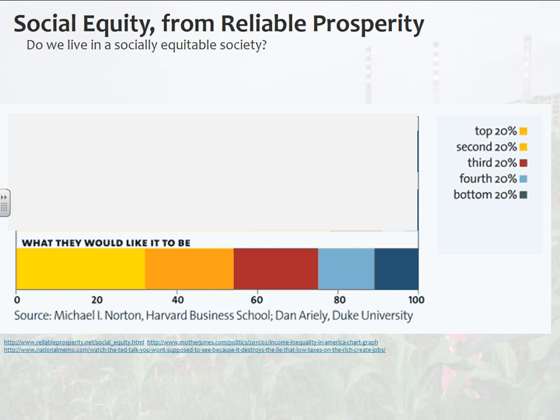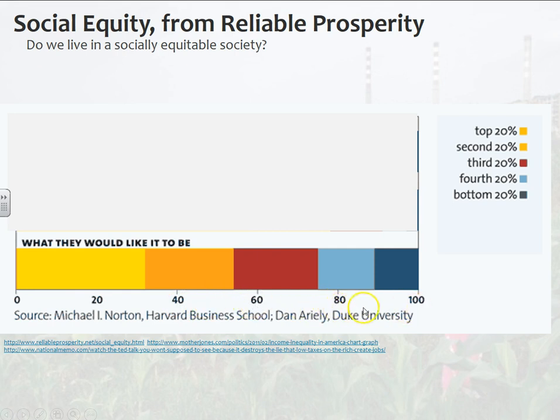Okay, so this is really interesting. This is a summary of a study by a few folks from Harvard and Duke University. What they did is they surveyed a bunch of people. This is peer-reviewed academic research, so really legitimate. They asked them a series of questions. One of the questions they asked was about all of the income in the U.S. Here's the richest 20% of Americans, the second 20%, the third 20%, the fourth, and these are the poorest 20%.